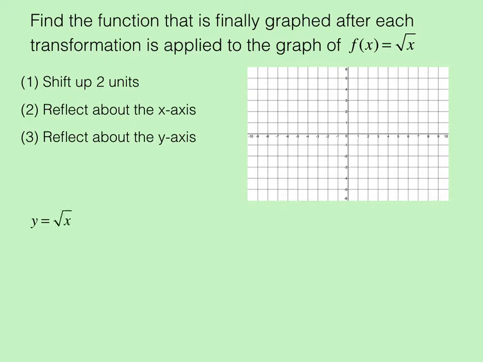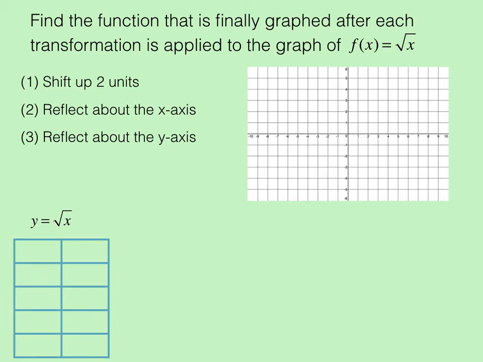We'll start with the parent function, y equals the square root of x. I'll choose convenient values of x, such as 0, 1, 4, and 9, because those are all perfect squares. Now I'll graph the function, which looks like this. That's the function y equals the square root of x.